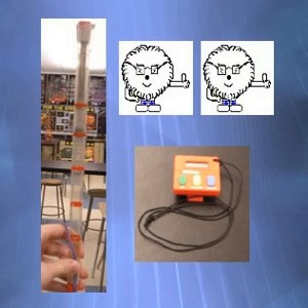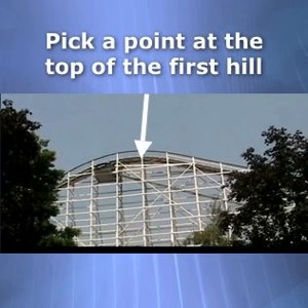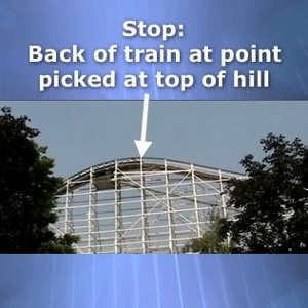The first measurement you have to take with the stopwatch is the time for the train to pass the top of the first hill. Stand off to the side of the coaster and wait for the train to get to the top of the first hill. Pick a point at the highest point on this hill. Start timing as soon as the front of the train reaches this point, and stop timing as soon as the back of the train reaches this point. Repeat this at least 5 times and take the average. Record this on your lab.